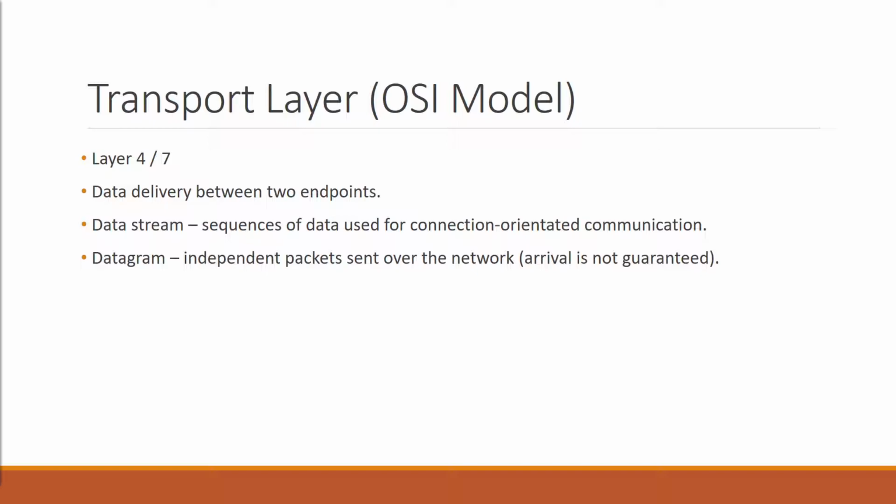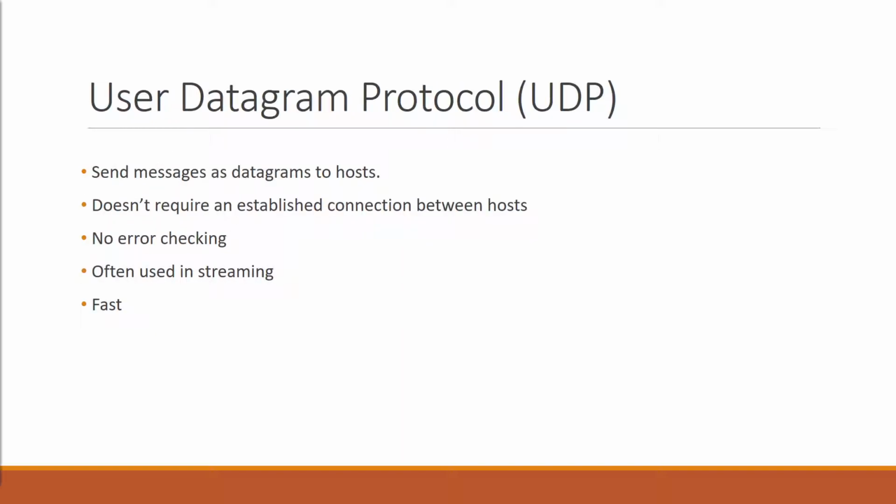And we've got datagrams, and this is going to be used for connectionless communication. These are individual packets that are sent over the network. Arrival of datagrams is not guaranteed with UDP. There's no connection established. There's no error checking established. They're just sent, and they're not really sequenced or anything like that. They just come, and we hope you get them in the way you want them.